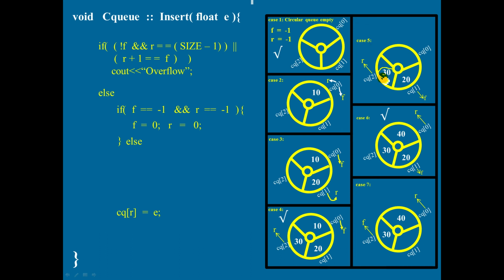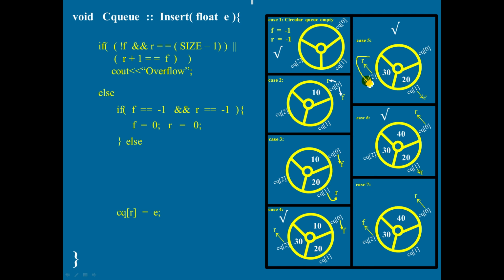This is the last element. So new element should come after the last element, which means the new element should come here. And for the new element to come here, r plus plus will not give you 0. So here you should write r is equal to 0, and to CQ of r, the new element can be inserted. So now let me write the code for case 5.